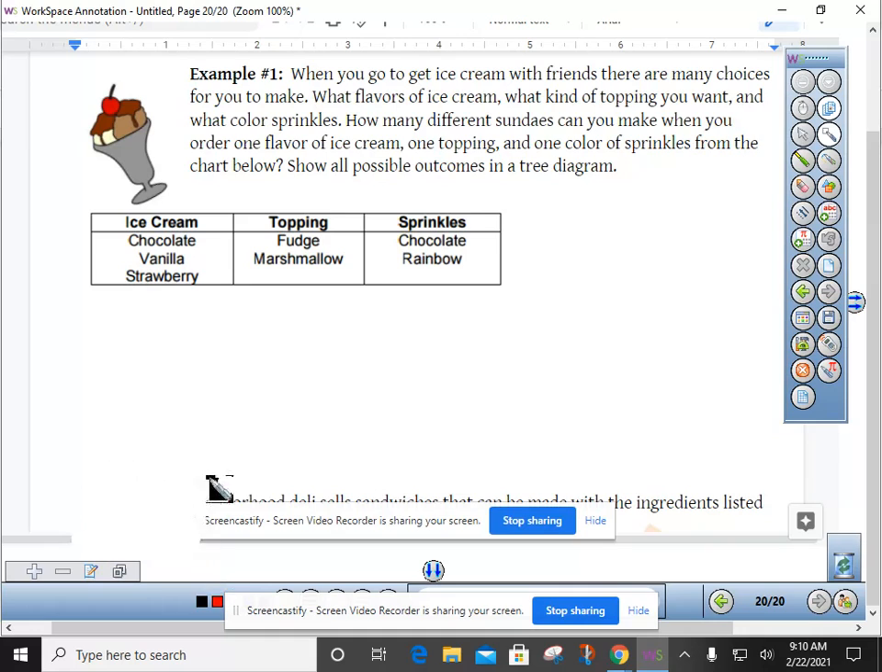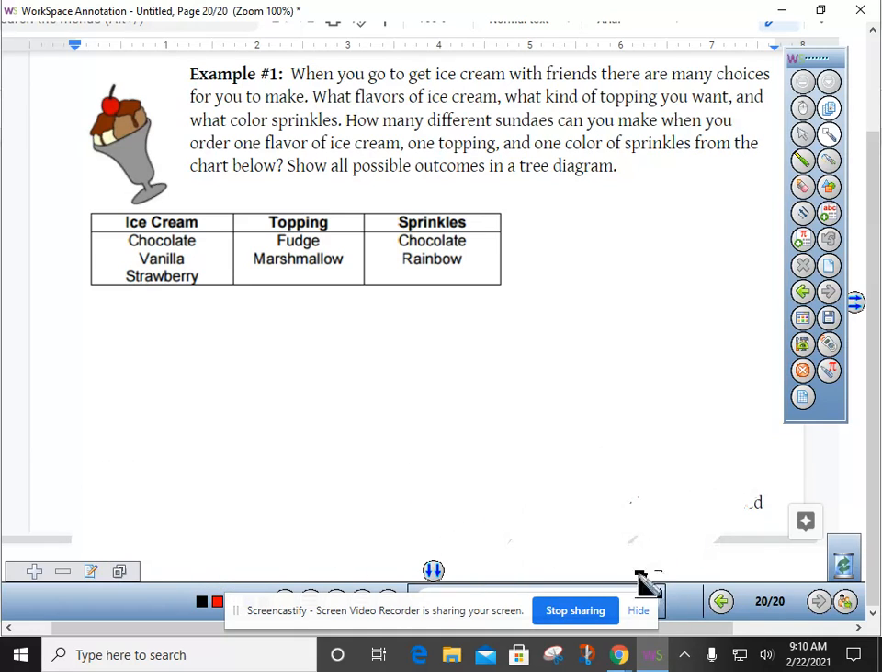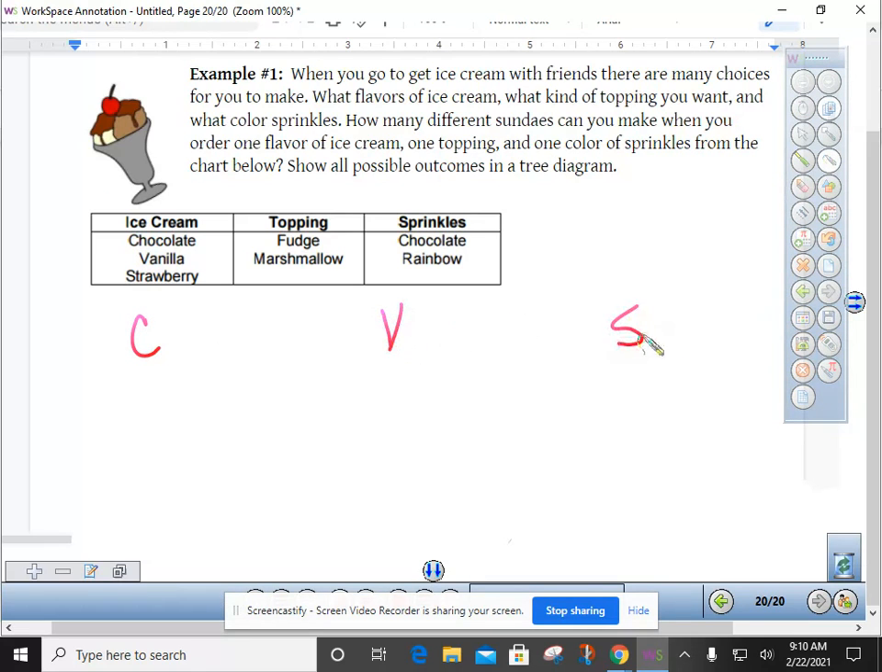So I'm going to show you what I mean by tree diagram. You guys have done this before, I'm certain, but we're going to do it again. And then figure out how many possible outcomes. How many different ice creams we got? 3. We got chocolate, we got vanilla, we got strawberry.